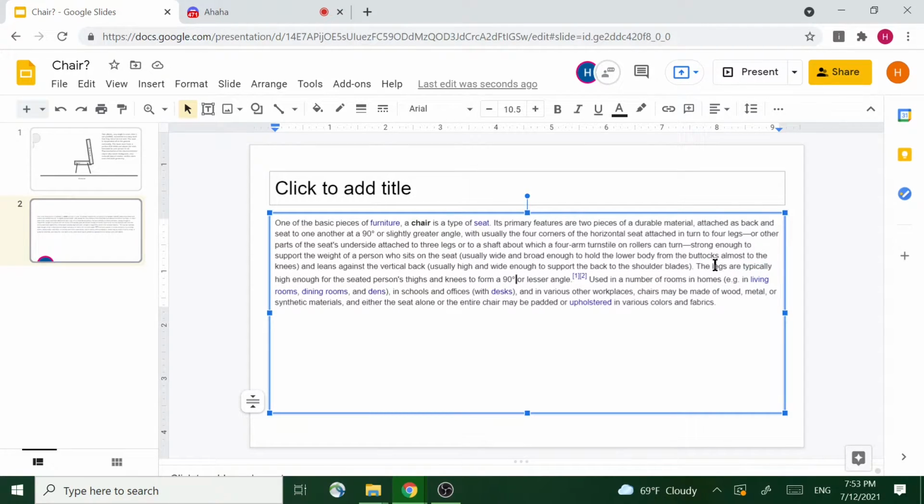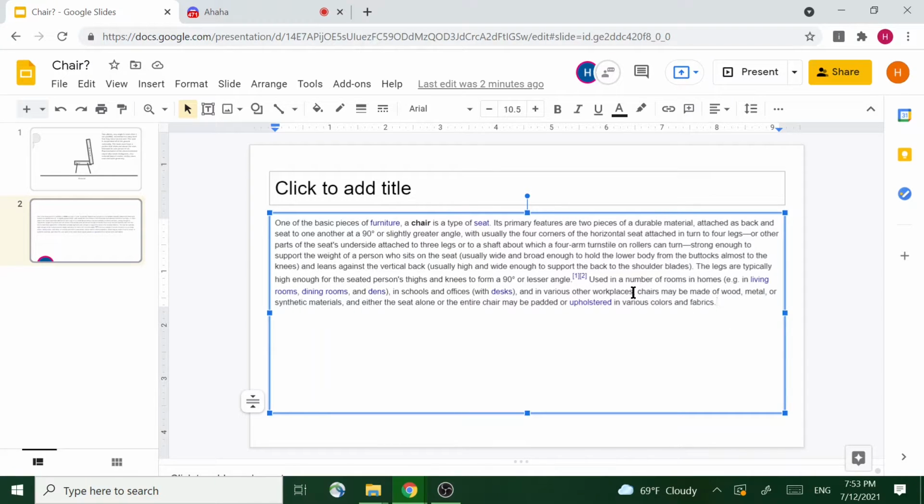He's just describing chairness. He's describing patterns that we see here. He's not trying to define it. Because if the chair's really tall and your legs are kind of straight, that still counts. Used in a number of rooms in homes, in schools and offices, and various other workplaces. Chairs may be made out of wood, metal, or synthetic materials, and either the seat alone or the entire chair can be padded or upholstered.